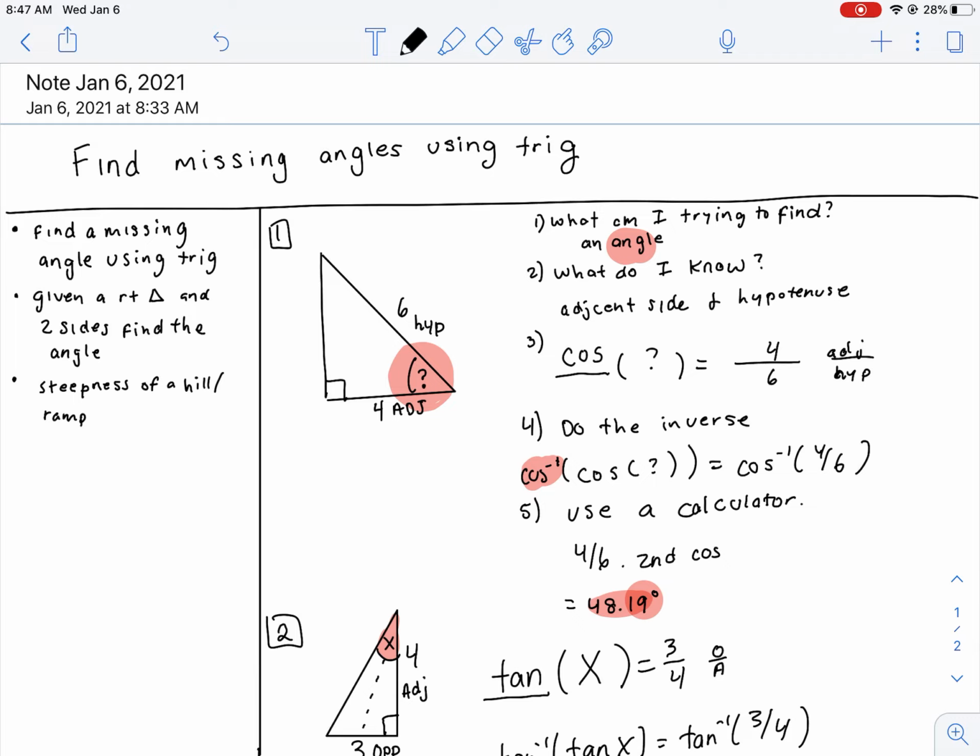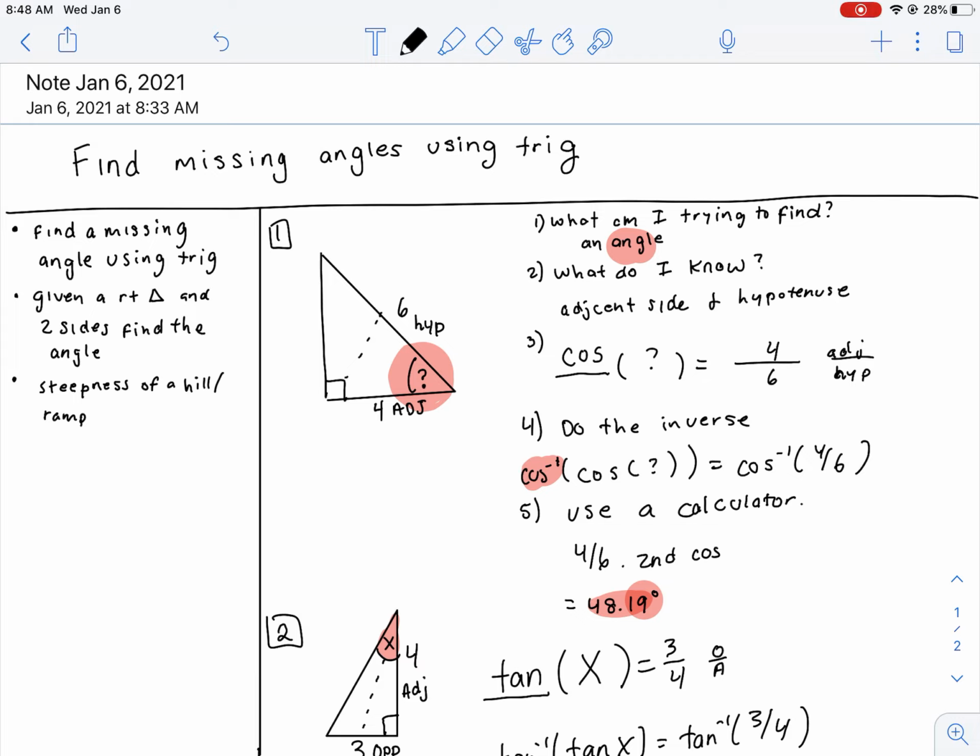The next question you want to ask yourself is, what do you know? Well, you have a 4 and a 6. So the question is, what are those in this right triangle? Well, we know that the 6 is the hypotenuse because it's opposite the 90-degree angle. Then we know that the adjacent and the hypotenuse form the angle itself. So if you kind of pinch the side, you get the 4 and the 6, which means the 4 is adjacent. So this tells me that I have the cosine, because the definition of the cosine is adjacent over the hypotenuse.